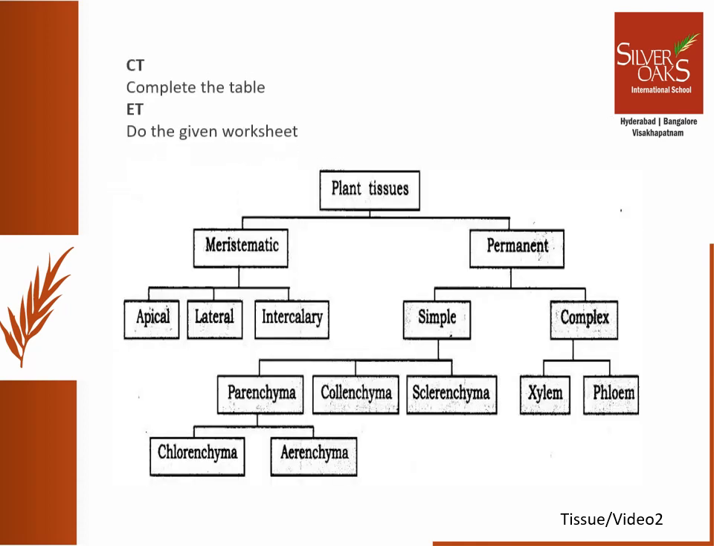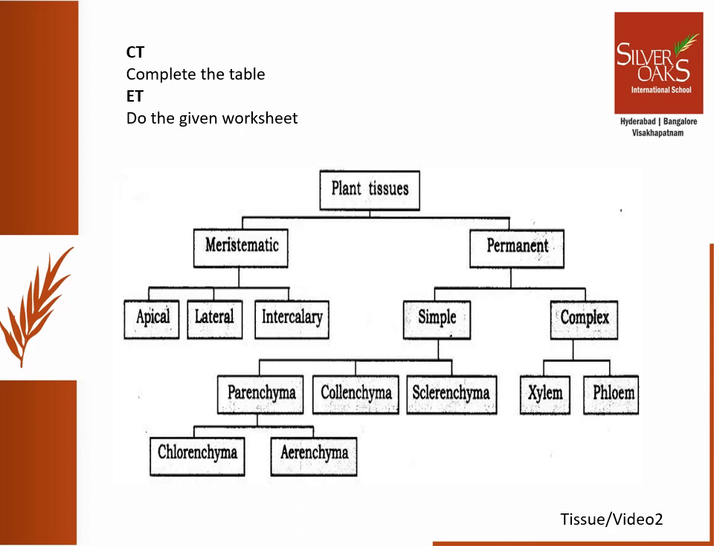Now, after watching the video, you have to complete the table which I have given you in the form of a class task, and for the evening task, you have to do the given worksheet. Yesterday, I gave you a task in which you have to make a flow chart of different types of plant tissue. Your flow chart could be something like this, or it could be a little different from this also. Everything is correct. Just keep in mind, when you go home today, below each category of the plant tissue, just write the key points which you have learned in today's class. That will help you to remember them better.